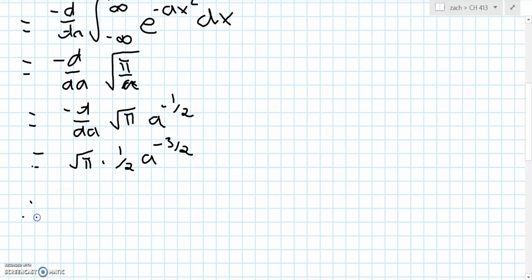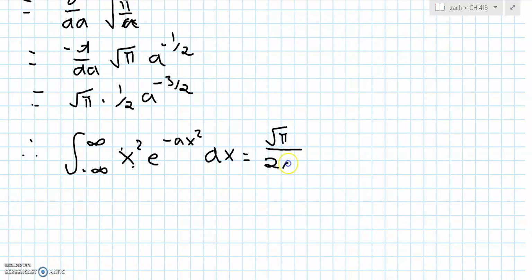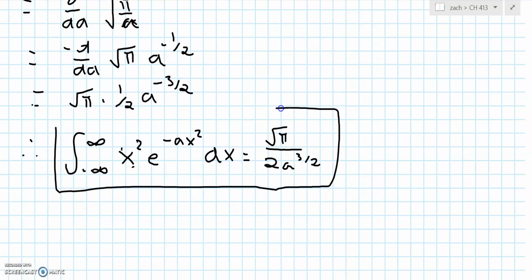So now we can conclude that the integral from minus infinity to infinity of x squared e to the minus ax squared dx is just simply equal to the square root of pi over 2a to the 3/2. And that's what I like to call some useful integrals and tricks that weren't exactly obvious.